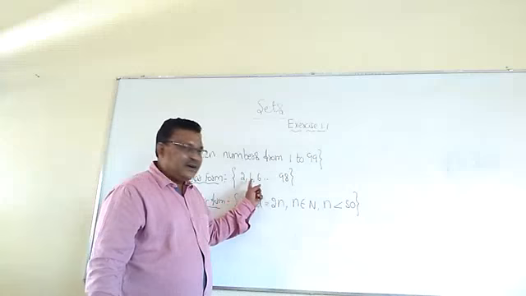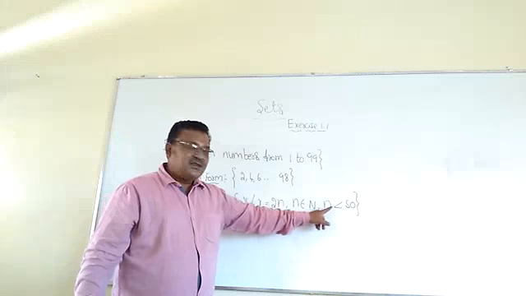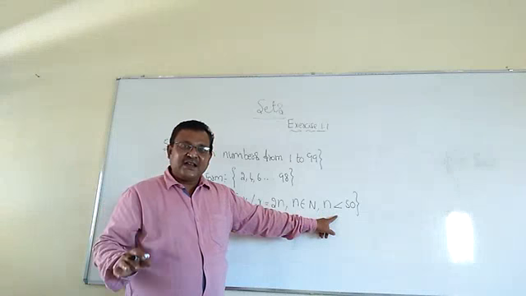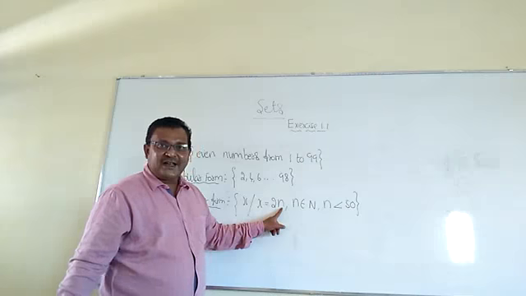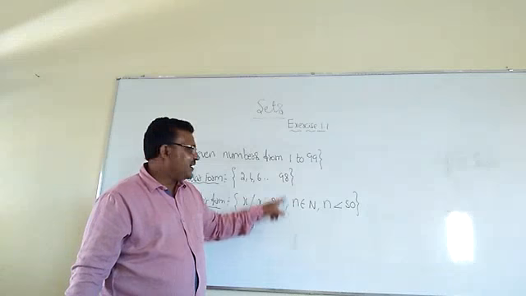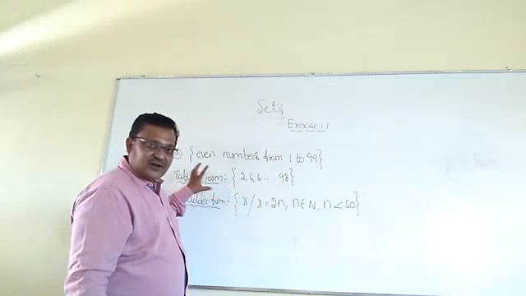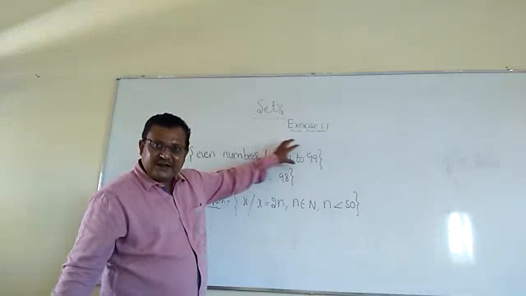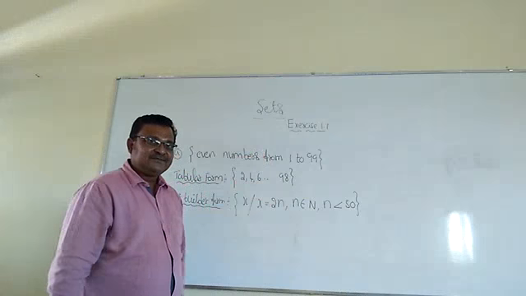even numbers. We did not take all even numbers, only up to 98 we have taken. So n should be less than 50. That means the last value of n we have to take is 49 only. Substitute 49 here, 2 times 49 is 98. So like that we have to analyze and write the given description in set form.